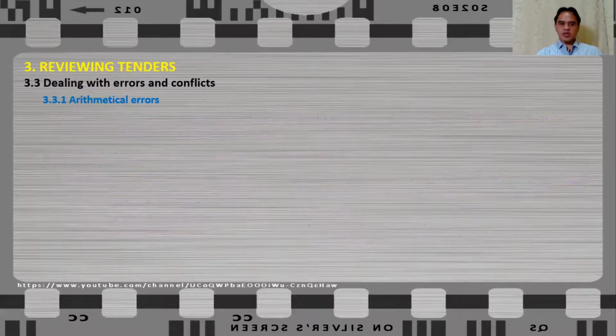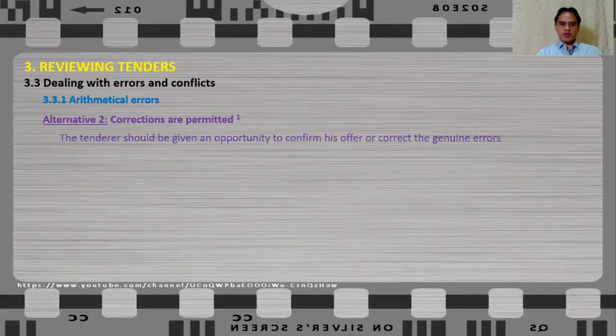Let us now deal with arithmetical errors if corrections are permitted. The tenderer should be given an opportunity to confirm his offer or correct the genuine errors. Note that corrections will only be allowed for the genuine errors.